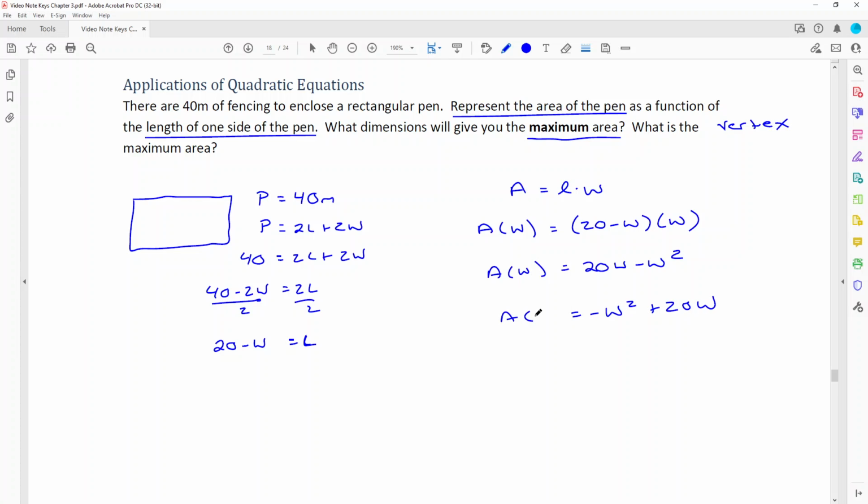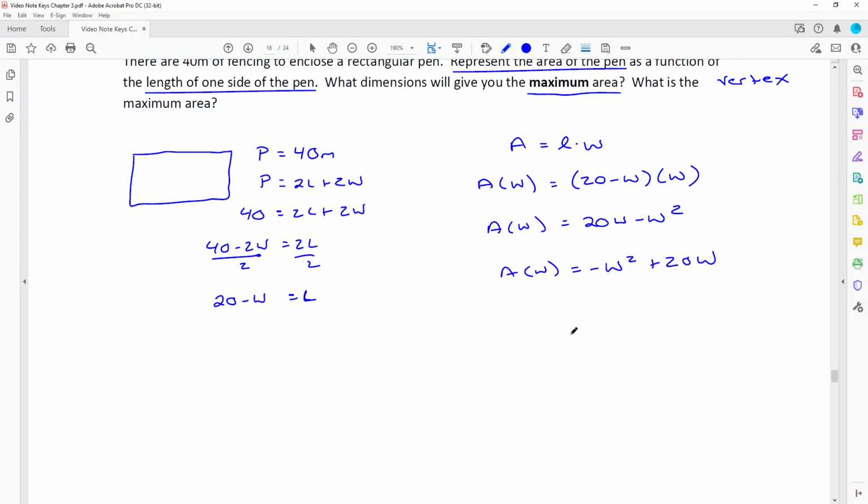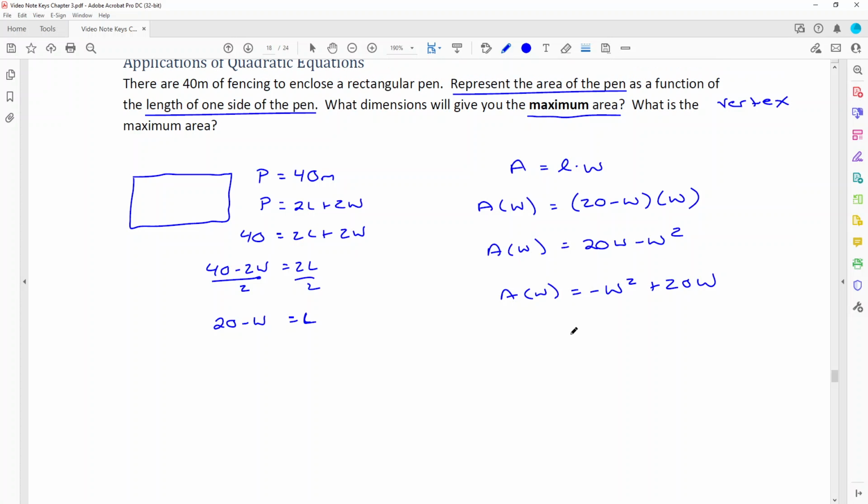Now, again, a question can ask you what the zeros are. For this one, what could they ask you? What width or what dimensions could give you an area of 0? That'd be kind of a silly question. But they could specify what width would give you an area of 40 or something like that. But really these questions are usually about the max. So we need to find the max, we need to find the vertex.